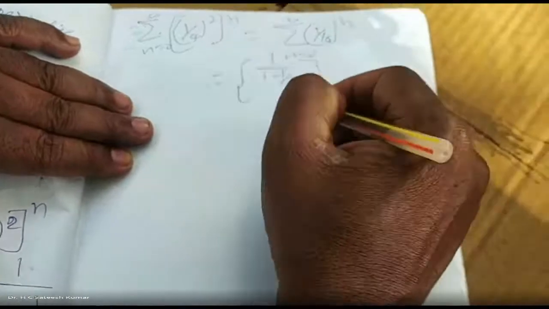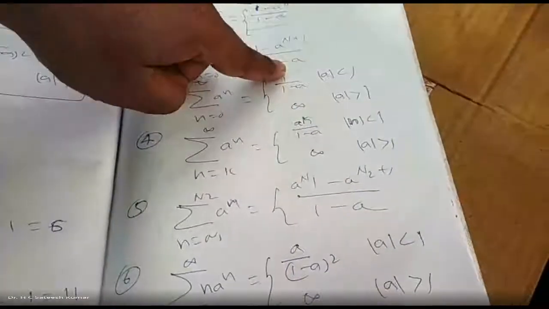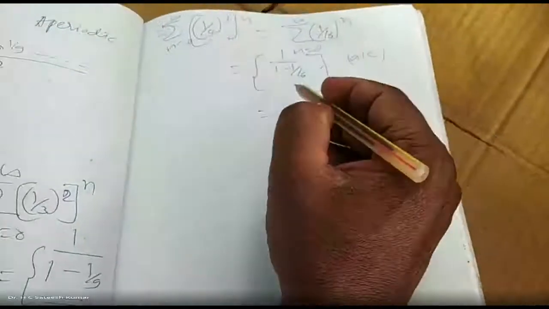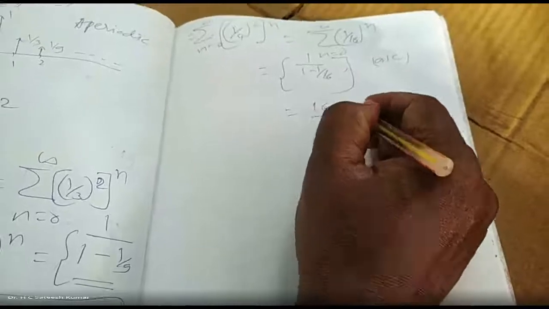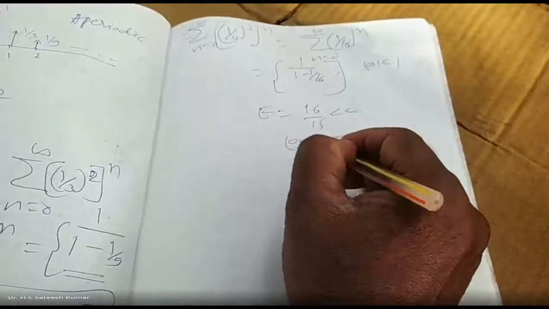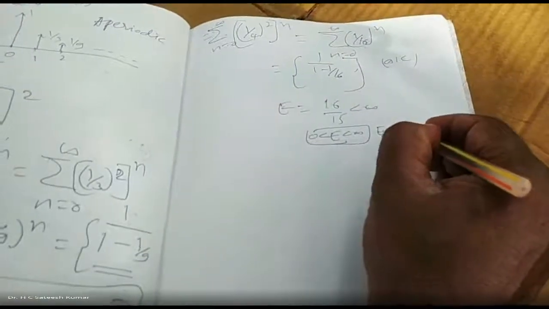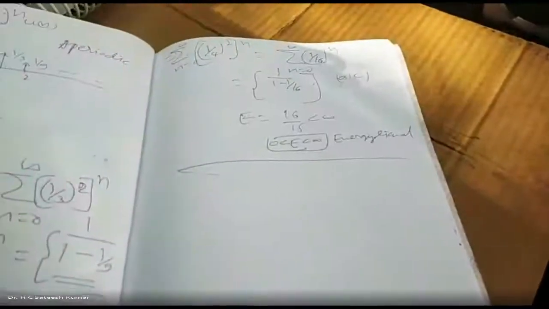Okay. So because its value is less than 1, magnitude of a is less than 1 here. So use the formula. Which formula will you use? The 0 to infinity formula, the third formula. Less than 1, it is 1 by 1 minus a, otherwise infinity. It is less than 1 only, because 1 by 16 is less than 1. Therefore, what will you get? 16 divided by 16 minus 1 is 15, which is less than infinity. Therefore, energy lies between 0 to infinity, so it is an energy signal. Okay, that's how we should do it. This kind of problem is common in the examination.